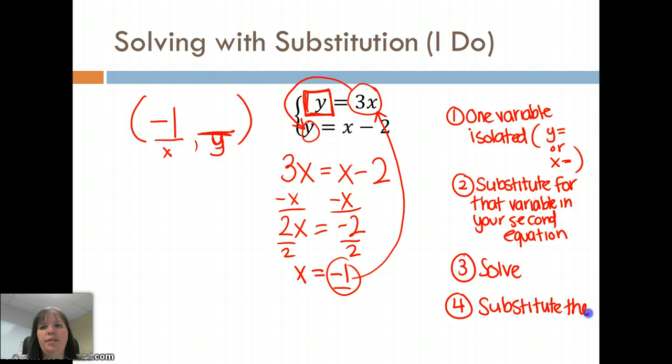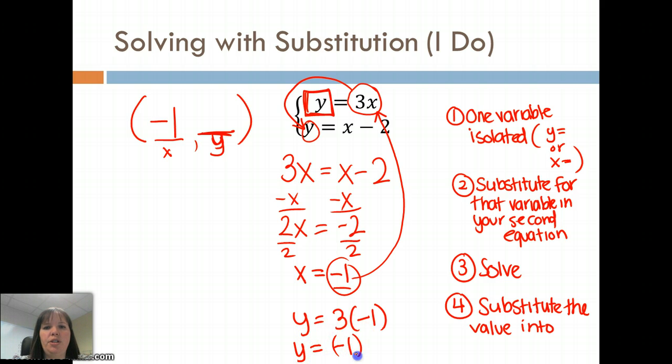the value into, and I'm choosing, if you notice, to substitute in the first equation. Does it really matter? Well, let's see what value we'd get from the second equation. 3 times -1 is -3. -1 minus 2 is -3. And it doesn't matter which equation you substitute into. Substitute the value into either equation.